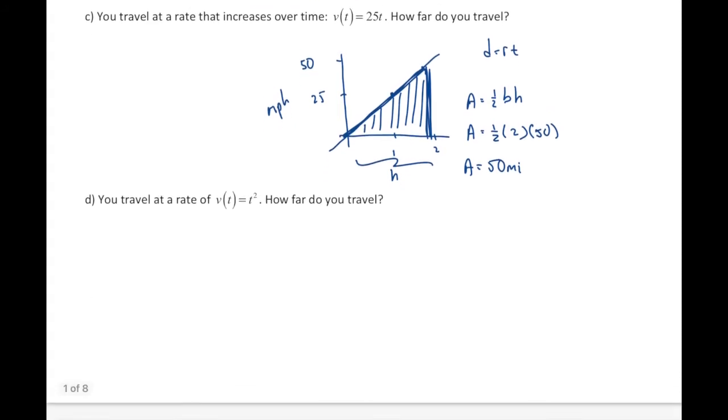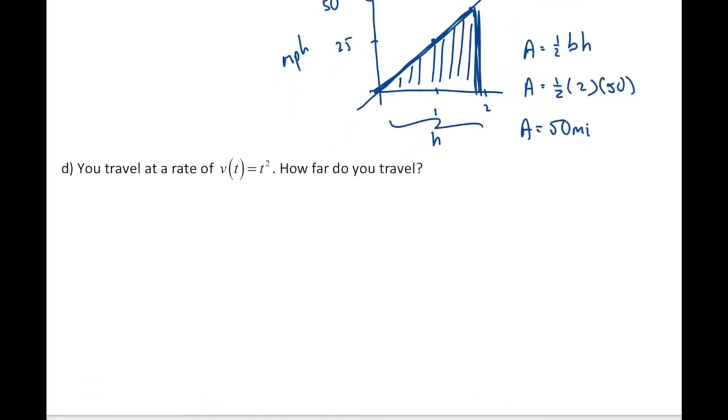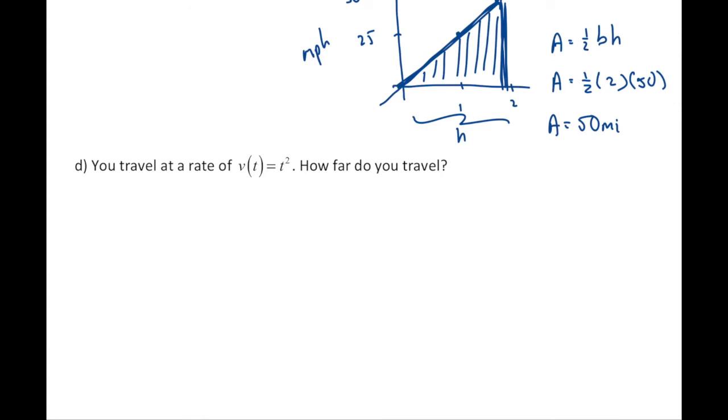But what happens if it is not a nice geometric figure? What if it's not a rectangle? What if it's not a triangle? Let's say we travel at a rate of t squared. How far do we travel over that time?